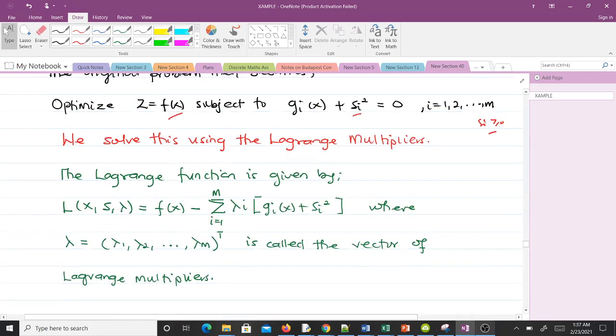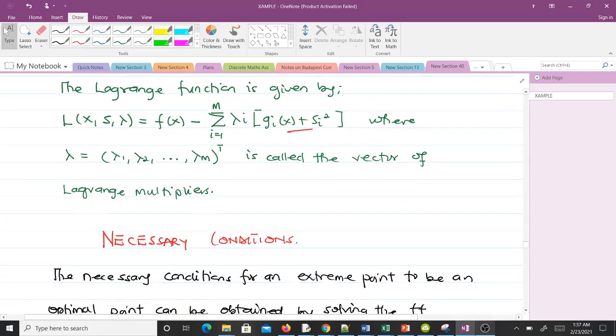So the Lagrange function is given by L of x, s, lambda equals f of x minus the summation from i starting from 1 to m of lambda_i times whatever we have here, where the collection of our lambdas is called the vector of Lagrange multipliers.